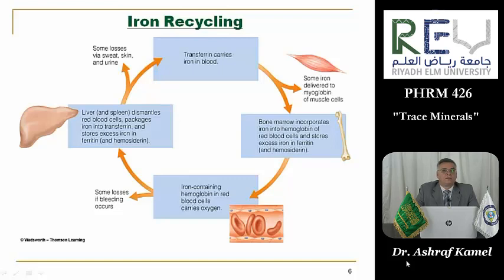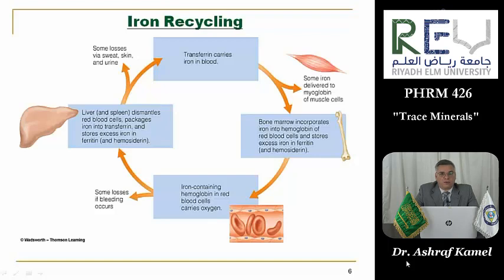Iron recycling. Some losses via the sweat, skin, and heme should be compensated by mucosal ferritin in the small intestine. And when the mucosal ferritin releases its iron, it goes to the blood and is carried in the form of transferrin. Transferrin is the transport form of iron in the blood. And then transferrin releases its iron to the tissues which need it. For example, the muscles for the synthesis of myoglobin, the bone marrow for the synthesis and formation of hemoglobin in the red blood cells.